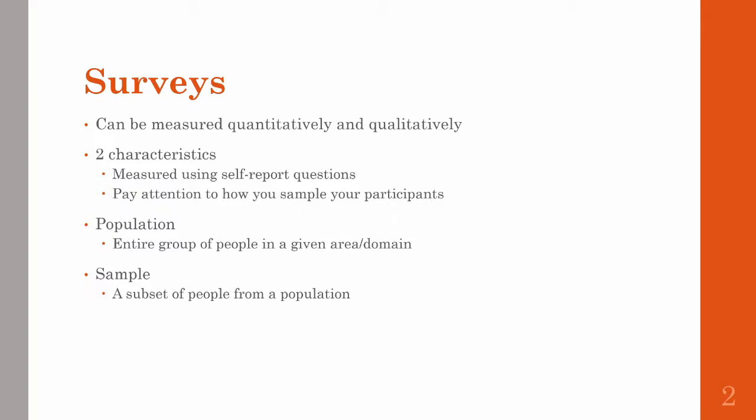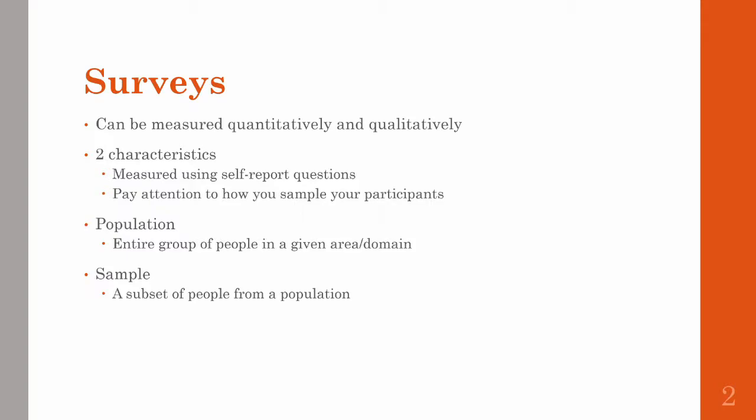The first one is that they're measured using self-report type questions. Here, you ask participants to tell you about their thoughts, their feelings, or behaviors. The second characteristic is that you have to pay special attention to how you sample your participants. In a lot of survey research, you lean towards collecting large samples of participants. By having larger samples of people take your survey, this can be a more accurate estimation of the population.